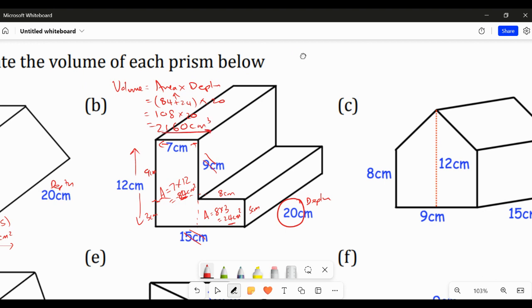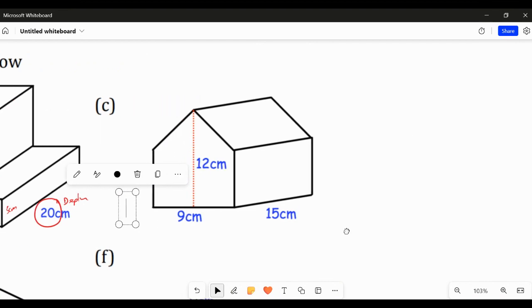All right, just to double check that, 108 plus 108 is 216, right? So let's see if we times it by 2. Times it by 10, just put another 0, and that's what you got there. 2160 centimeters cubed. Let's have a look at the next shape over here.